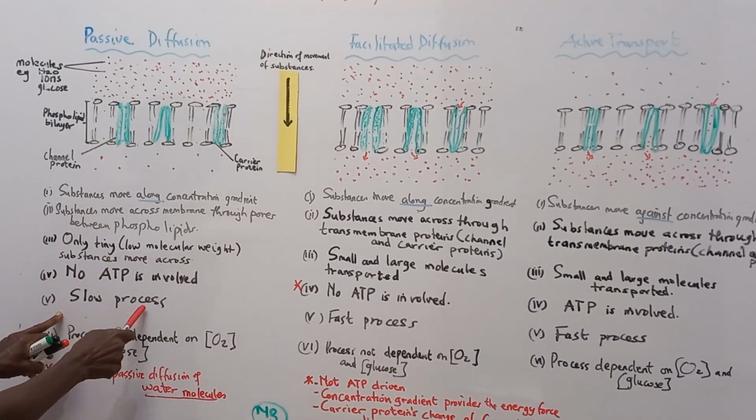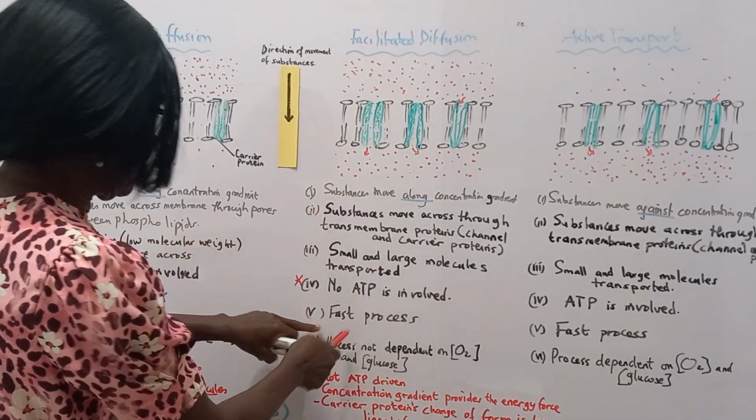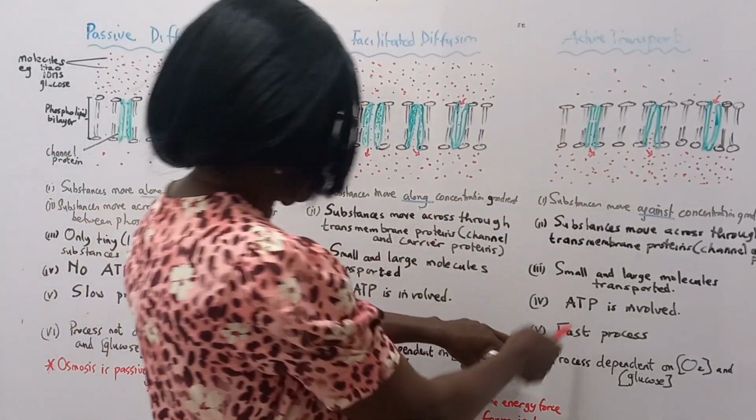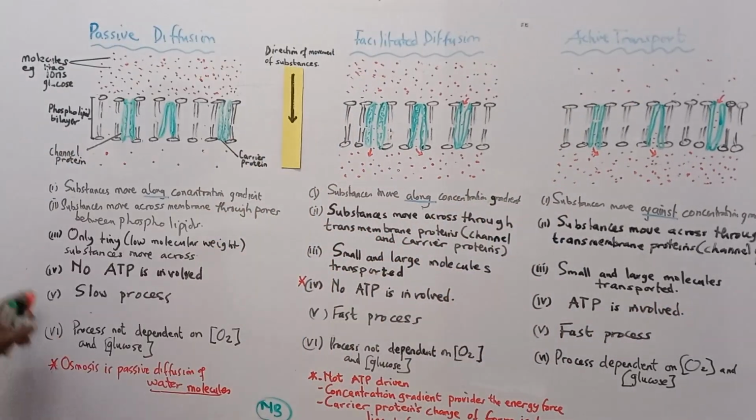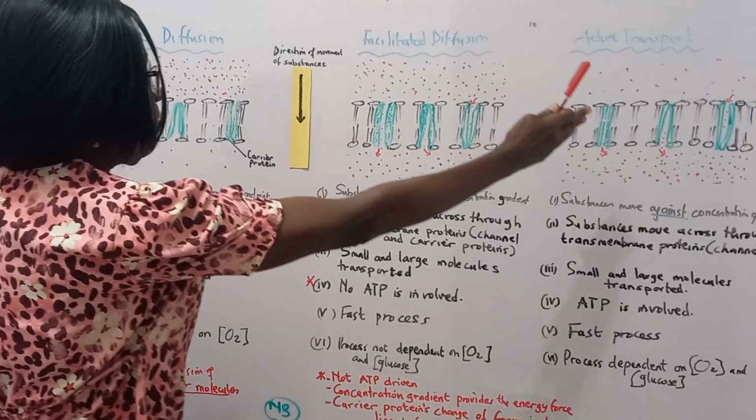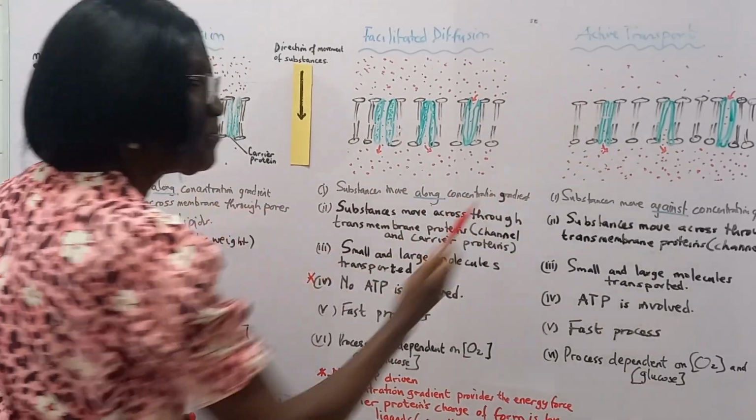Passive diffusion is a slow process. Facilitated diffusion is a fast process. Active transport is also a fast process. You know why it's fast? Because it employs transmembrane proteins.